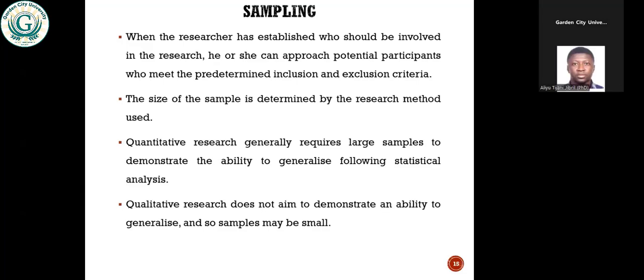Also, the size of the sample depends on the research method. It's quite important to look at the sample size. Quantitative studies usually require larger samples so that statistical results can be generalized. While qualitative research does not aim to generalize, so even smaller samples are acceptable.